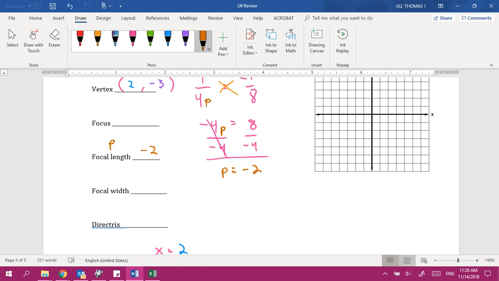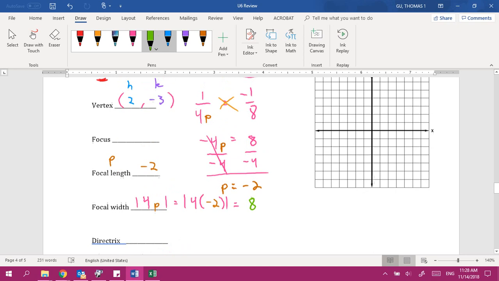All right, so you already brought up the formula for focal width, so let's go focal width. How do you find the focal width? Absolute value of 4P. So that's going to equal absolute value of 4 times -2. And that comes out to be what? Positive 8, because of the absolute value. So the focal width is 8.